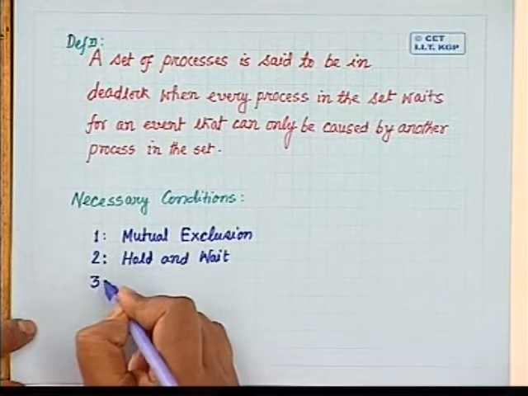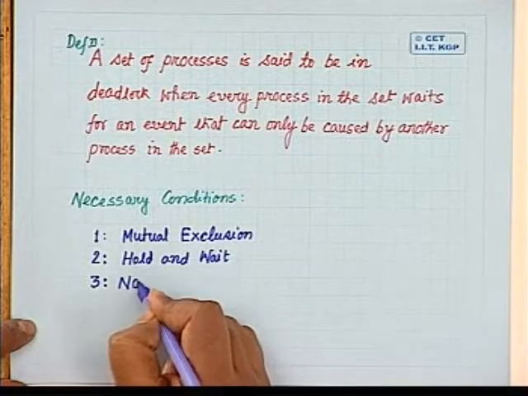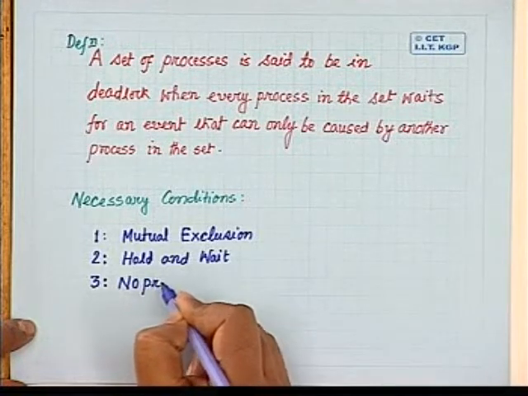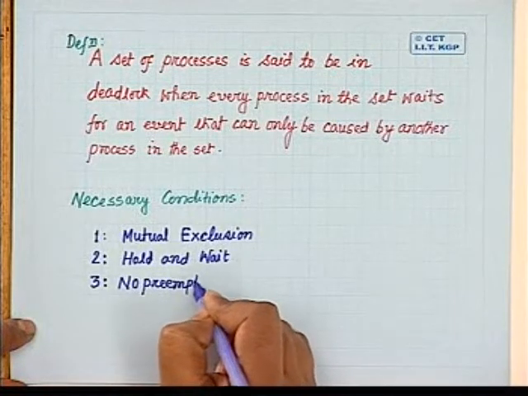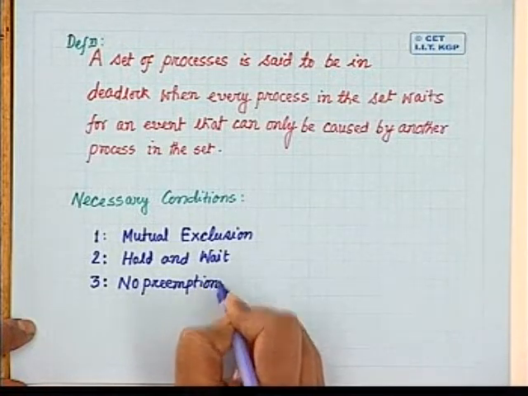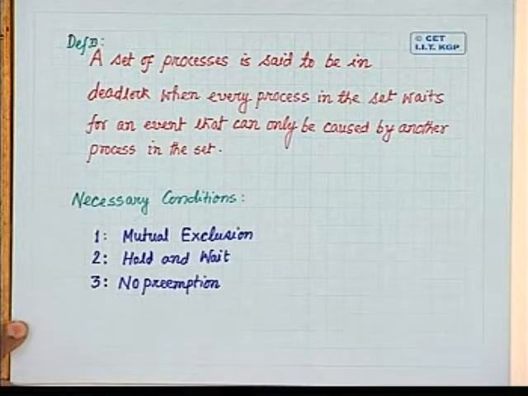The third condition is no preemption. That is, once a resource is allocated to a process, the resource cannot be preempted. Only the process will voluntarily release the resource. So that is the third condition.